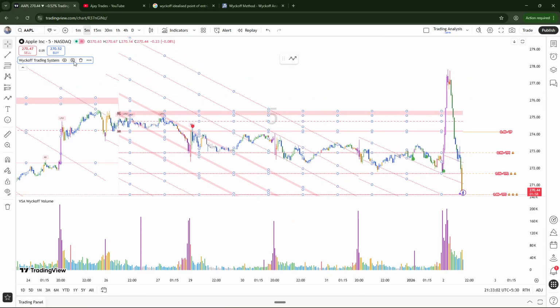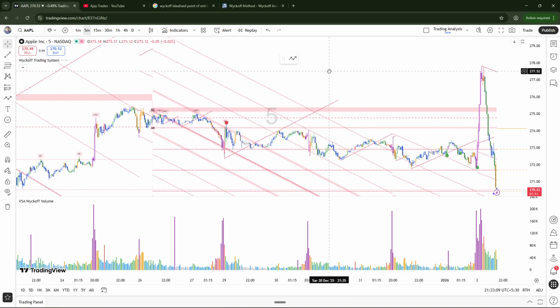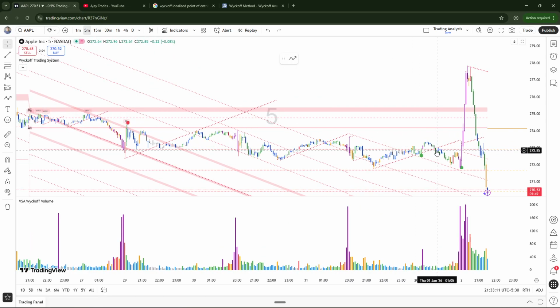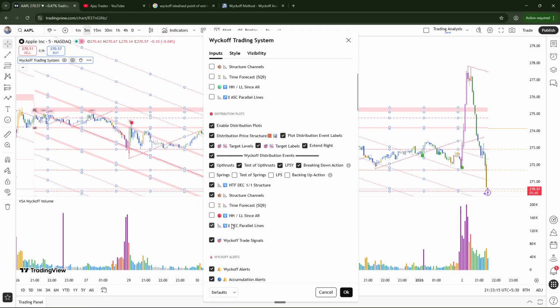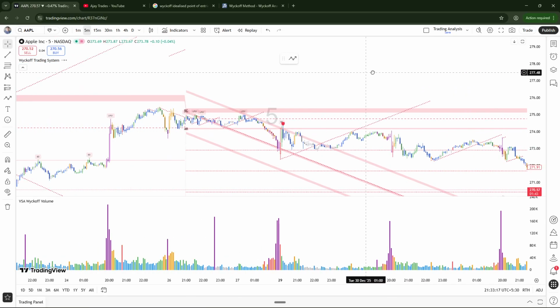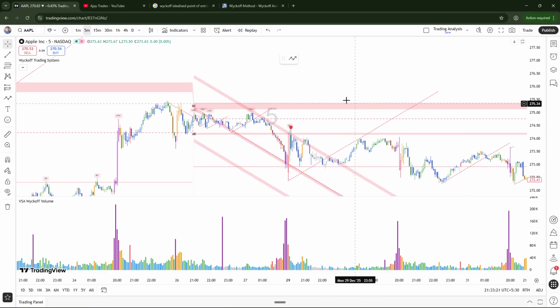Right. Now I can also add my structure levels, structure channels, which is telling me, you see this. Let me just disable this one for now so that I can show you what I mean. So for instance, this is what I mean.